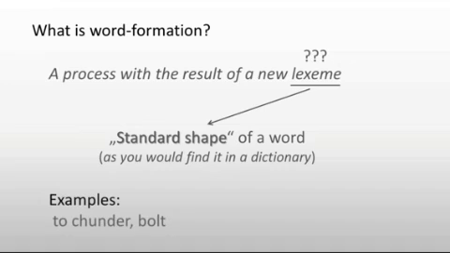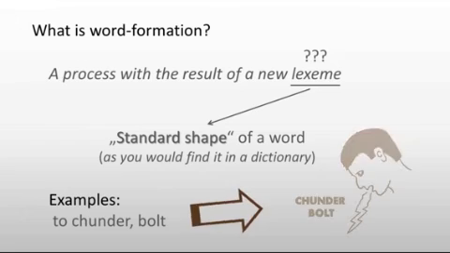These are two examples for lexemes, the words to chunder and bolt. And as this video is about word formation, let's see what happens if we throw these two together. We can form a new word, chunderbolt. This process of putting two lexemes together is a way of forming compounds.